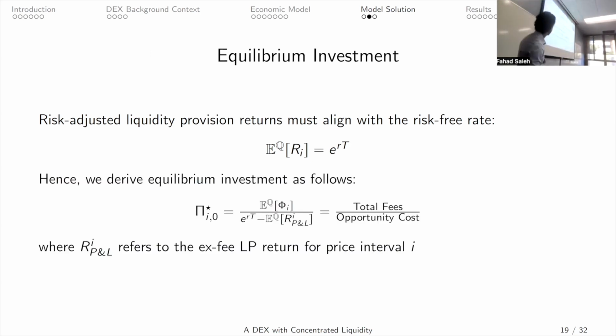If you impose that, I can derive the equilibrium liquidity provision in each interval. It ends up being kind of intuitively exactly what you would expect: the total fees divided by the opportunity cost. The more fees I get, the more I'm going to invest. And the larger the opportunity cost, the less I'm going to invest. What is the opportunity cost? It's going to turn out it's exactly the time value of that call option I was talking about earlier.